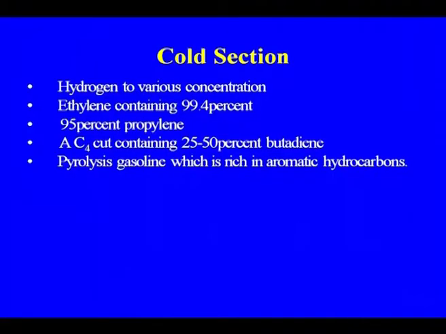Another product which you are getting from the cracker plant is the pyrolysis gasoline, which is rich in aromatic hydrocarbons. So that aromatic can be separated, or some part of the pyrolysis gasoline which has the higher octane number can be used along with the gasoline.